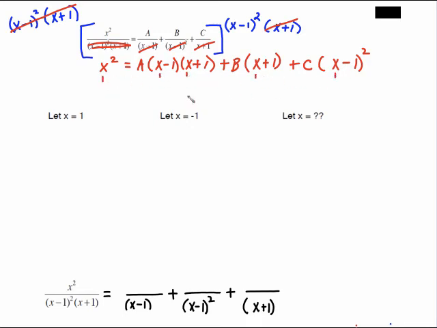And I think it's a good idea to actually write this out, write the numbers underneath, and do the arithmetic by hand rather than try to do a bunch of steps in your head. 1 squared is 1. If I let 1 be x, 1 minus 1 is 0. This is going to be all 0. So all of the a part goes away. If I put 1 right here, 1 plus 1 is 2, which gives me 2b. And over here, 1 minus 1 is 0. So all of this goes to 0. So all I have is 1 equals 2b, divide by 2, and we have a value for b of 1/2.